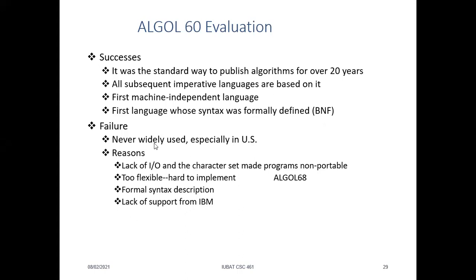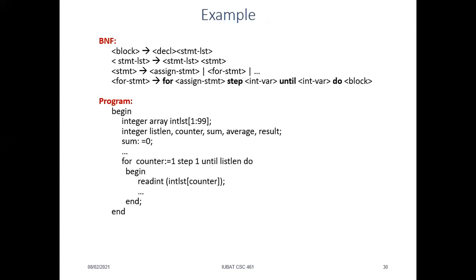The failure was it was never actually widely used, especially in the US, because they had some other languages at the same time. Even though it was common and a standard way, it was not that popular, just like Fortran was. And again, it lacked the IO and the character set, which makes programs non-portable. It is too flexible, so that means everyone can do what they want in their own way. So running the compiler is very complicated. And then the main issue was that IBM was not providing any support. If you remember, after 1958, IBM thought this will not work. So they did not actually provide any support or any updates or bug fixes in the case of ALGOL 60.